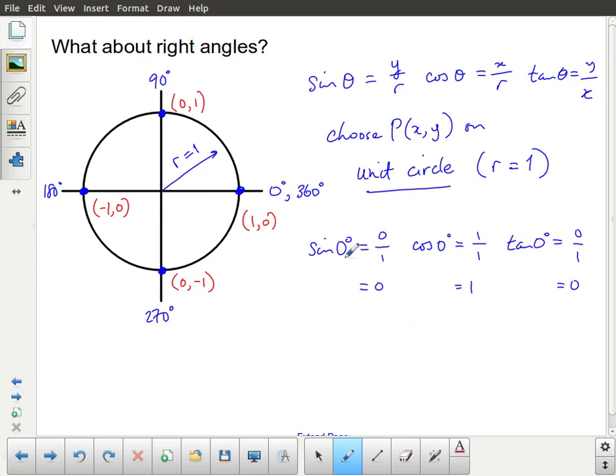I can do the same thing for 90 degrees. The sine of 90 degrees is y over r. What's the y-coordinate here? It's 1 divided by 1, which is equal to 1. The cosine of 90 degrees is x over r. The x-coordinate here, 0, divided by 1 is 0. Now here's our first very interesting result. The tangent of 90 degrees, tangent is y over x. That would be 1 over 0. So that would be undefined.